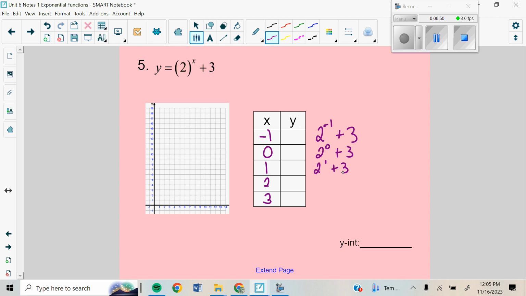Okay, go ahead. You guys should be pretty good at this. This is our 5th problem. You guys should fill this table up. So go ahead and I want you to pause it and finish filling in the table and graph this.